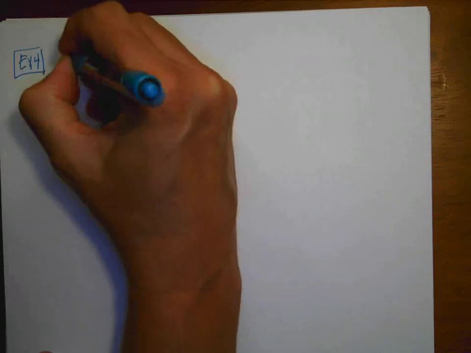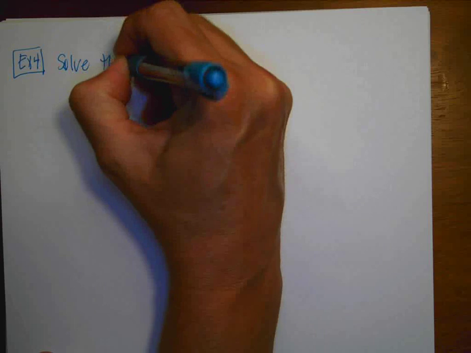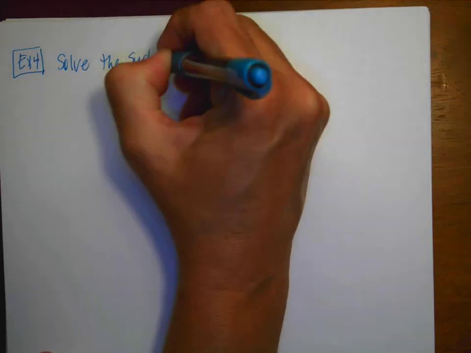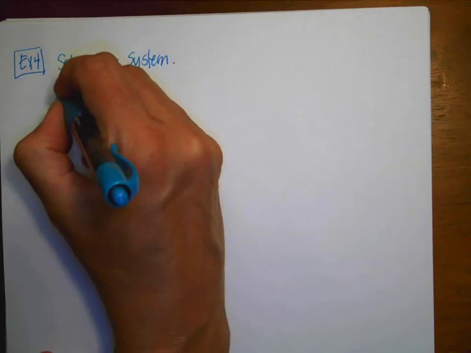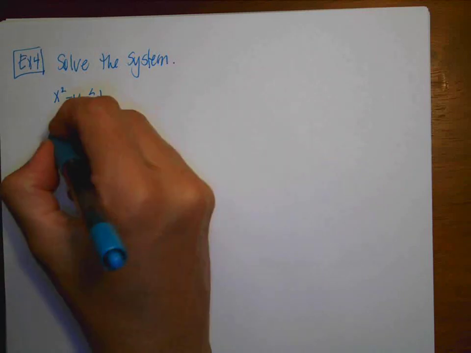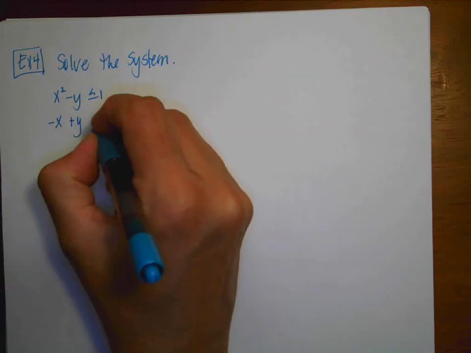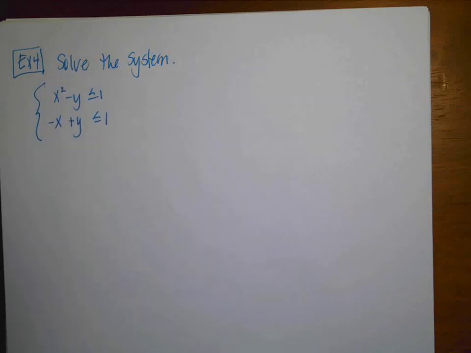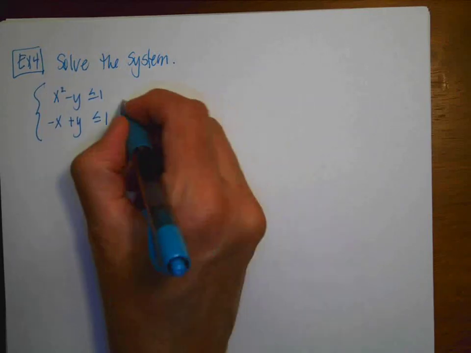So the systems that we've done so far have been linear. Now let's do one that maybe isn't quite linear. So let's say, for example 4, I want to solve the system. My equations are going to be x squared minus y is less than or equal to 1. Remember, if it has the equality portion, that means that the line is going to be part of the graph. And -x plus y is less than or equal to 1. So there's my little system.